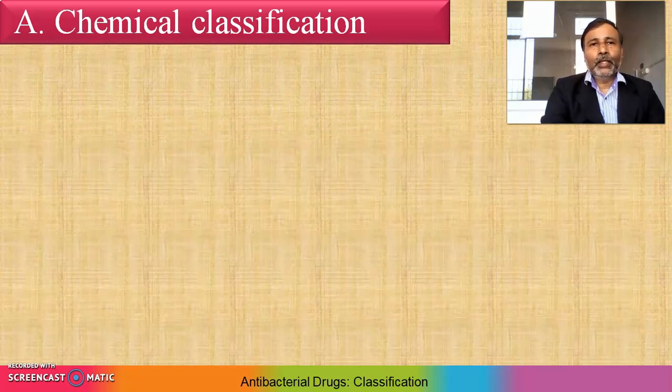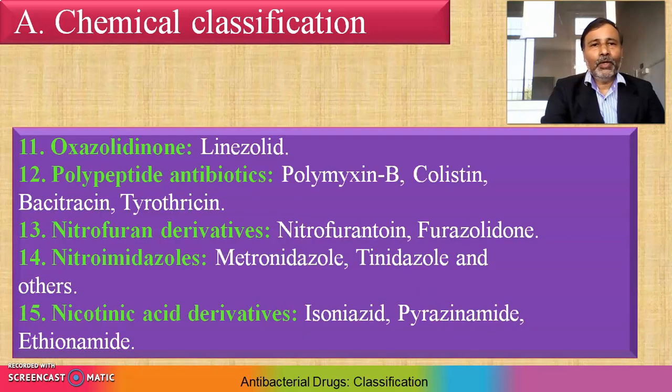Now let's do the remaining chemical classification, the 11th one, oxazolidine. Linezolid is the example. The 12th one is polypeptide antibiotics. Polypeptide means many peptide chains, examples polymyxin B and colistin. Then the 13th is nitrofuran derivative, 14th is nitroimidazole, and the 15th classification is nicotinic acid derivative, example isoniazid.